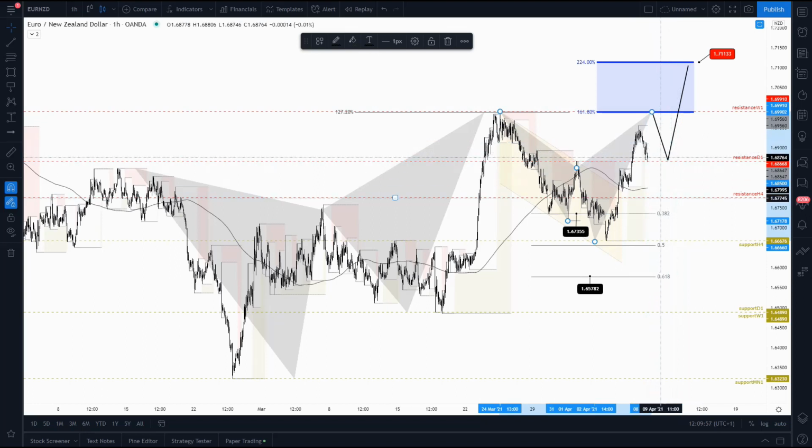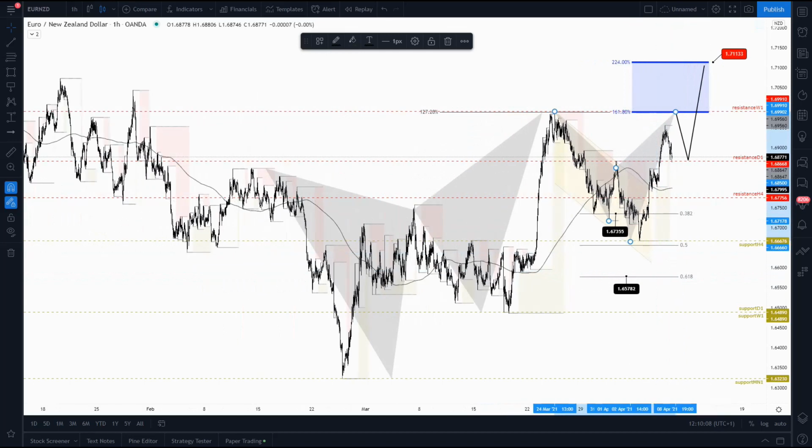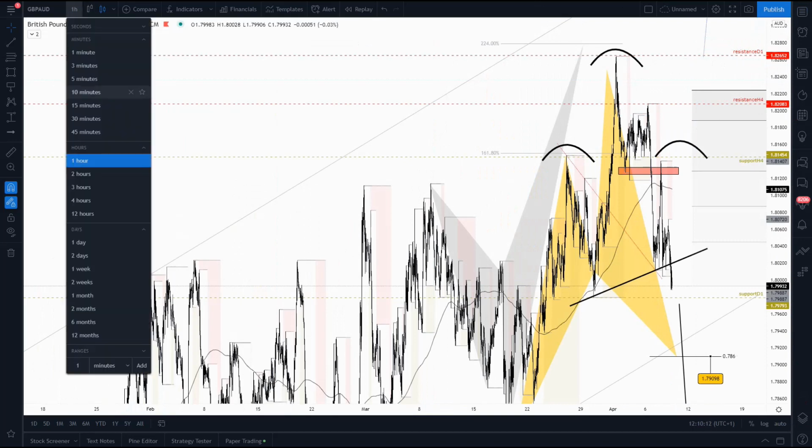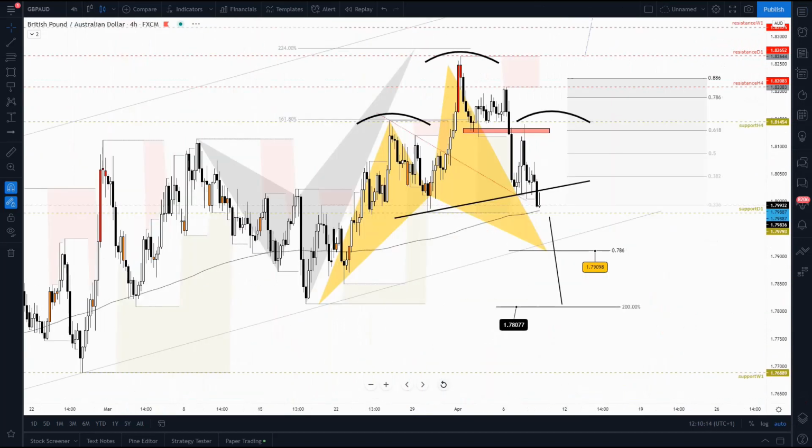If the market starts to be pushed even lower, that starts to vanish and eventually the pattern will not complete. Pound versus Australian dollar. I believe this is a 4 hour time frame.